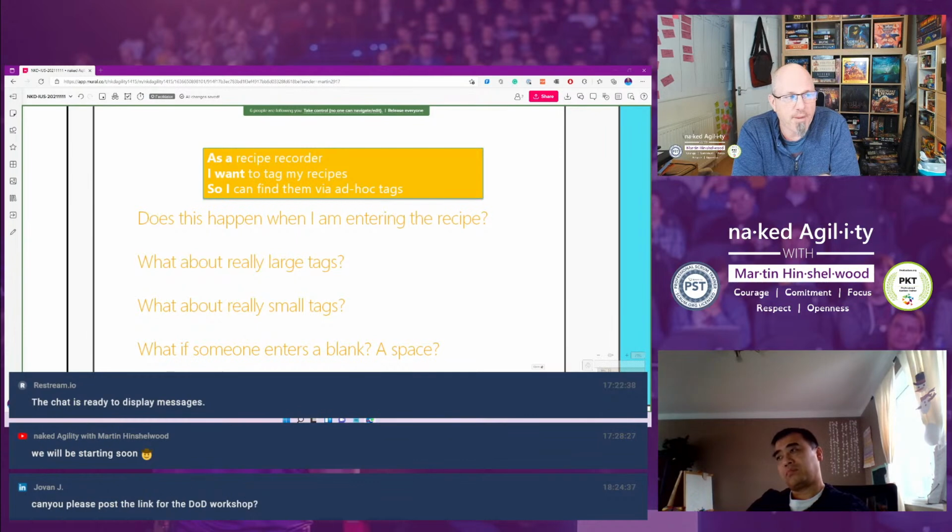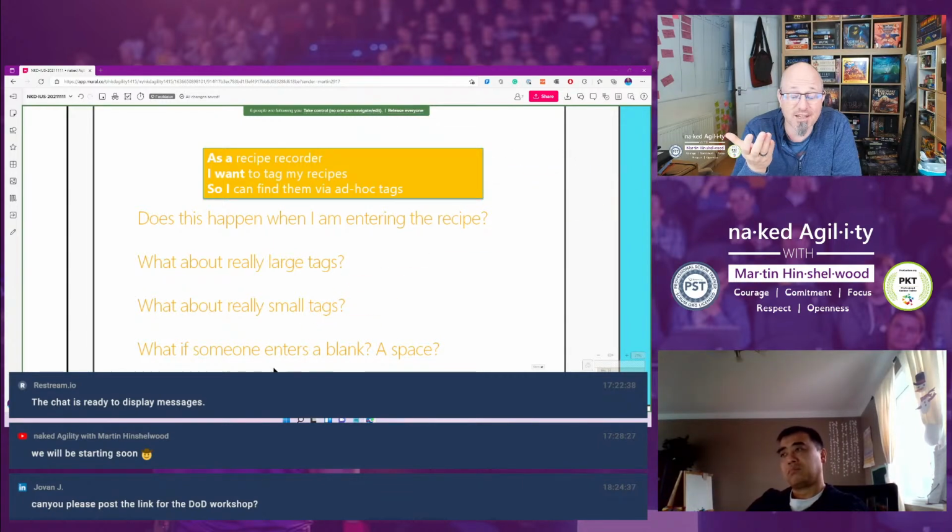Does this happen when I'm entering the recipe? Like, where the heck am I doing these tags? What about really, really big tags? What's the maximum length of a tag? What about short ones? Can I have a one-letter tag? Is that okay?